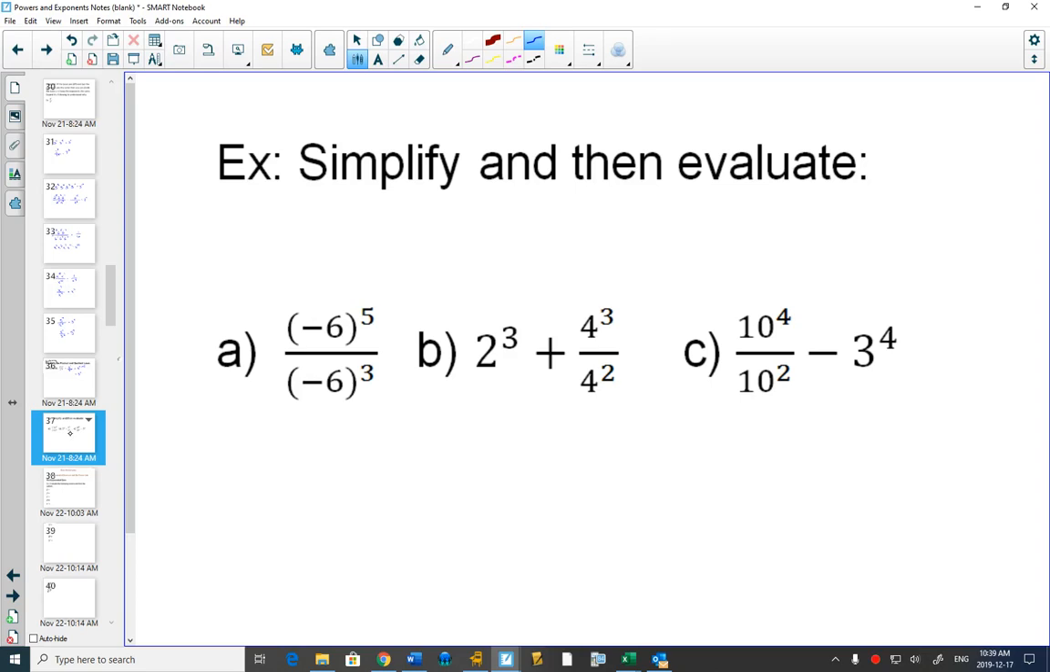Simplify, okay? So here, simplify means that we want to write things, if we can, as a single power, and then evaluate. How many negative 6s are left? Careful. We have 5 of them on the top, 3 of them on the bottom. They're going to cancel out. Right? When you're dividing, things cancel out because same number divided by itself.